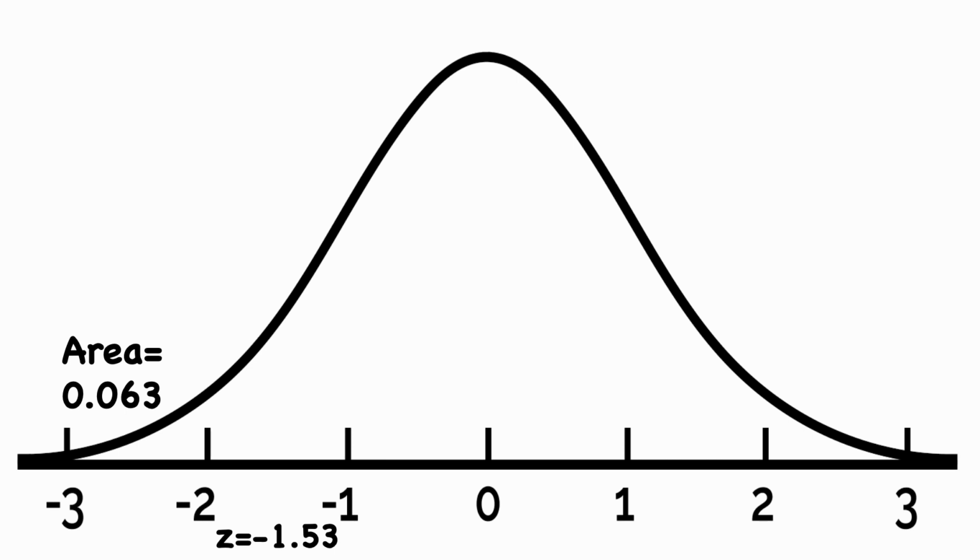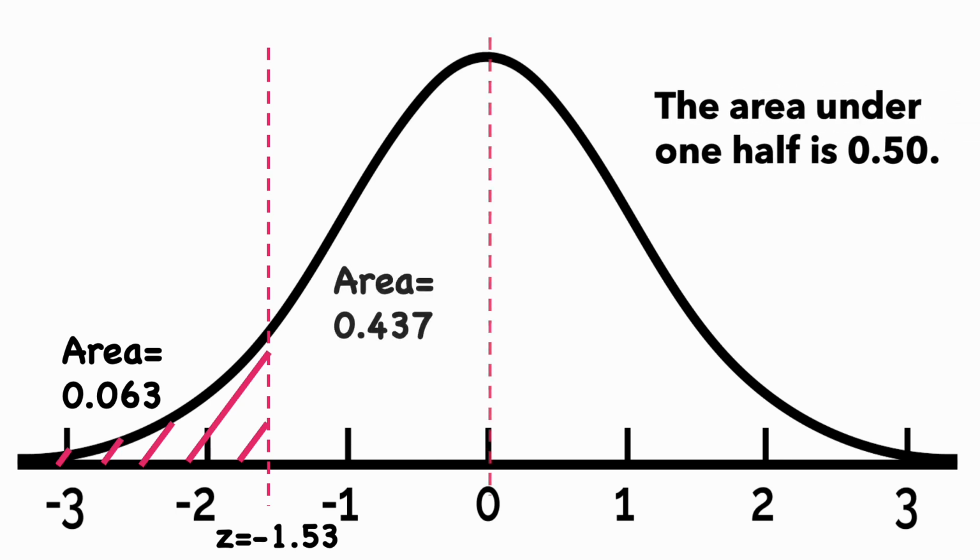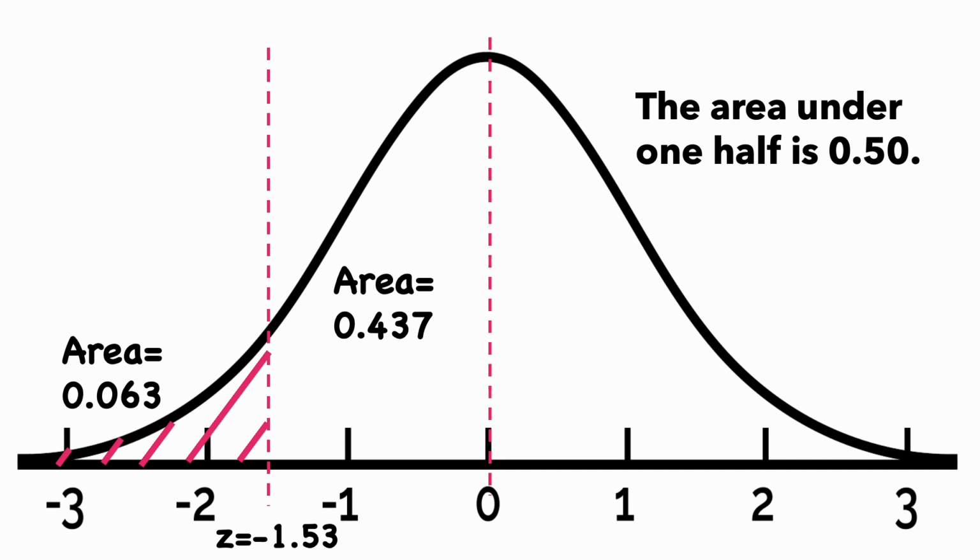Let's do one more example where we use a z of negative 1.53. When you look this up in your table, you still have the area to the left, but it only includes the tail, it does not include the center section. First, remember that the area under 1/2 is 0.5. So if 0.063 was in the tail, the rest of the half must have had 0.5 minus 0.063, which is 0.437.